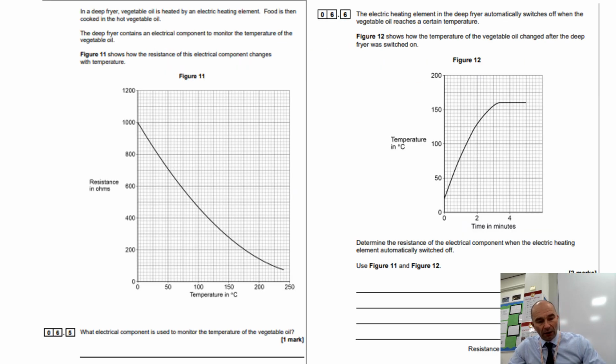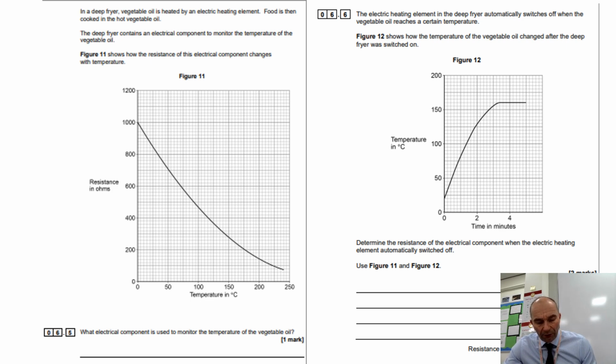And then, next part of the question, we're relating the oil to the deep fat fryer. So the vegetable oil is heated by an electric heating element, and the food's cooked in the hot vegetable oil. That doesn't really help you in terms of answering this question. Now the deep fryer contains an electrical component to monitor the temperature of the vegetable oil. Now here below you've got a graph showing how the resistance of the electrical component changes with temperature.